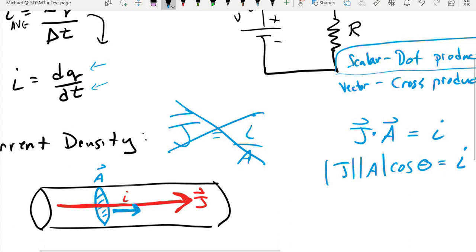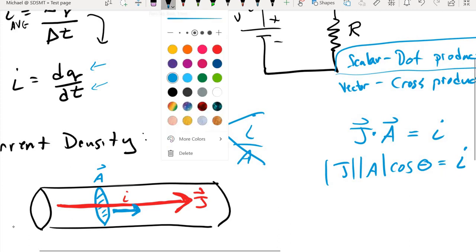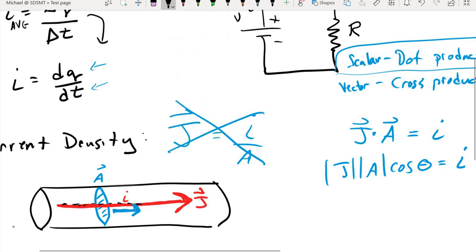So think about air flowing through a window. How much airflow are you going to get through a window based on the direction that the air is flowing? So if the air is flowing right through the window, you're going to get a lot of airflow. If the air is flowing in a direction perpendicular to the window, you're not going to get much airflow.